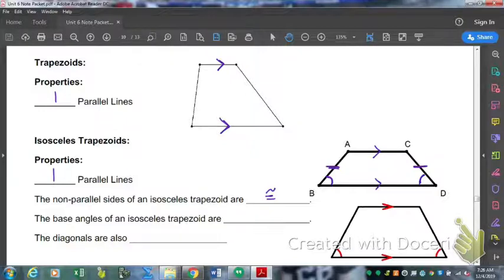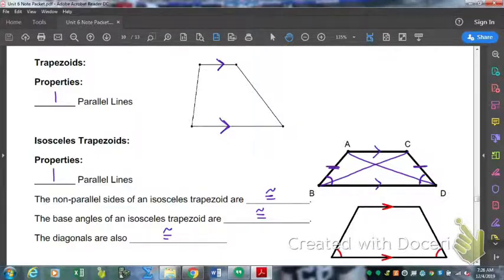Also, the diagonals are congruent. Okay, so these guys are congruent as well. Okay, so here's another, in the red, you can see the diagram with the parallel markings and the congruent base angle markings. Okay, there you go, there you have it.